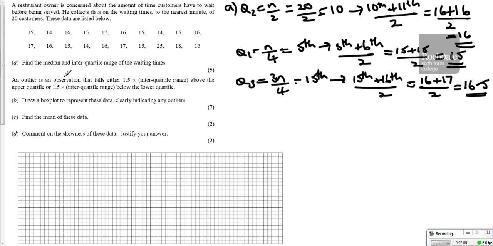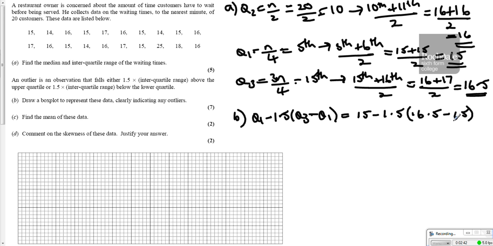We're then asked to look at whether there are any outliers that fall 1.5 times the interquartile range above the upper quartile or below the lower quartile. So we'll do that next. So Q1 minus 1.5 times the interquartile range. Let's see what we get there. So that will be Q1, 15, minus 1.5 times Q3 minus Q1. And if you work that out, that's 12.75.